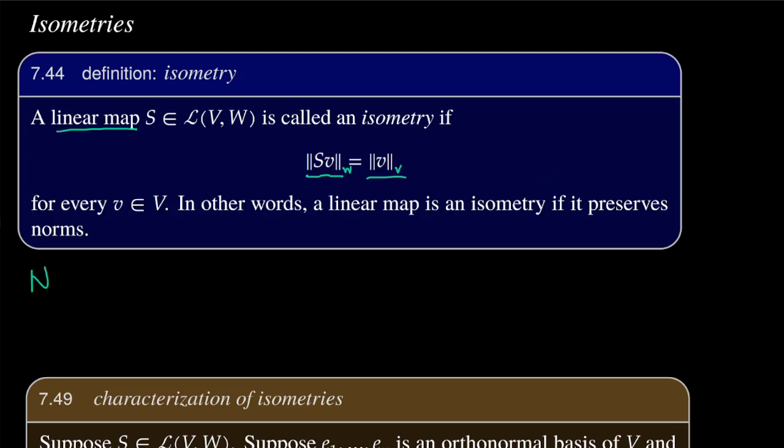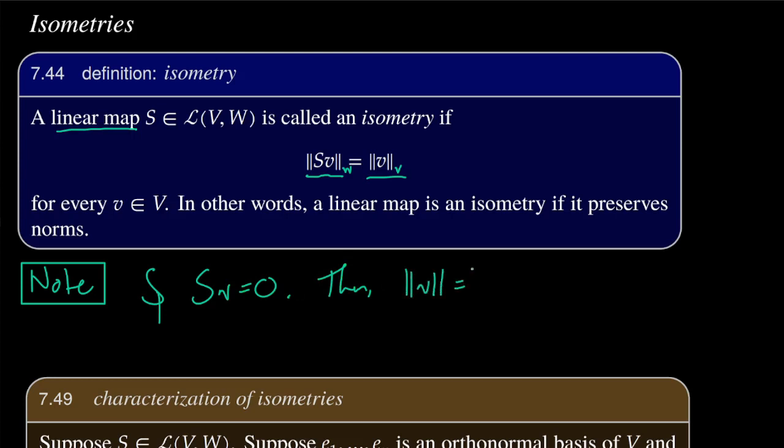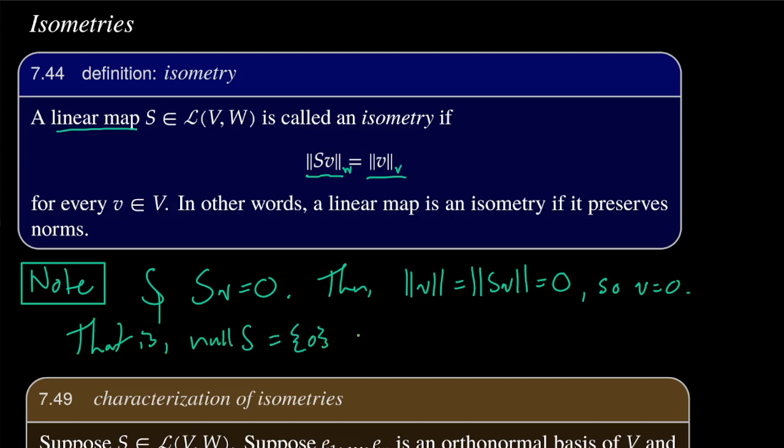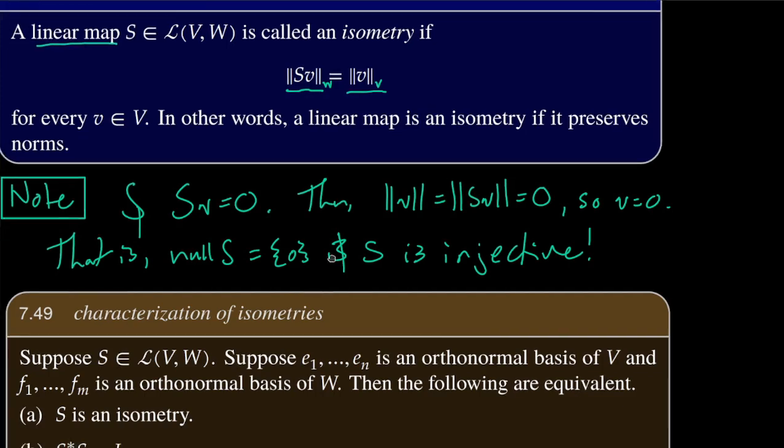So here's a fact. So note this. Suppose Sv is equal to 0. Then, watch this, the norm of v, well, that's going to be equal to the norm of Sv, which is equal to 0. So, v is equal to 0. That is, the null space of S is trivial, and S is injective. So all isometries are injective. A pretty cool fact. Isometries are nice. They work well. So let's characterize isometries.